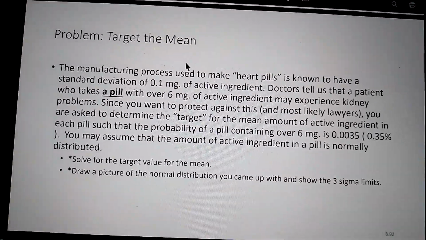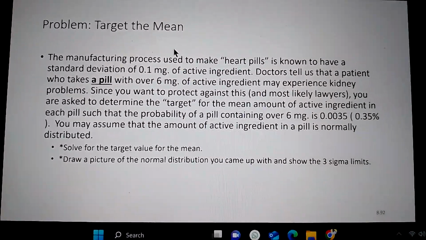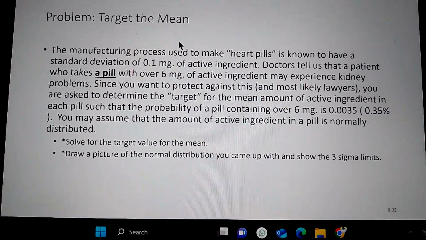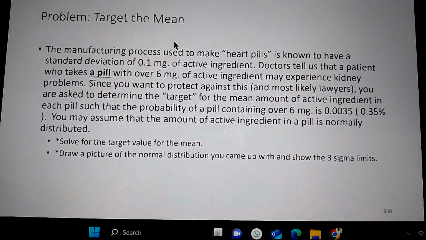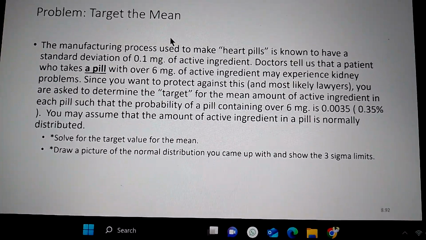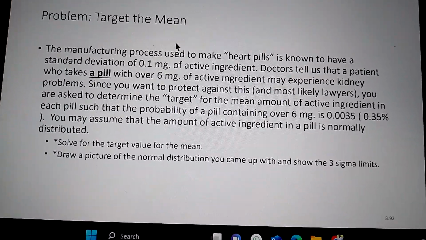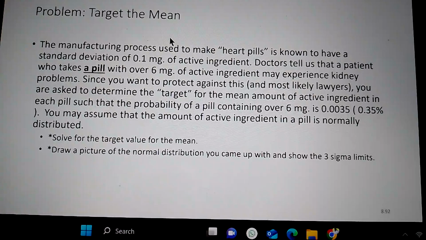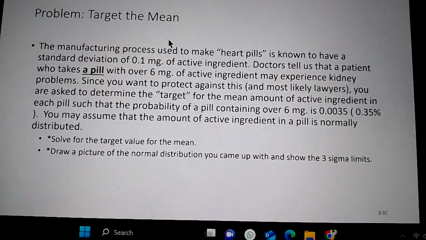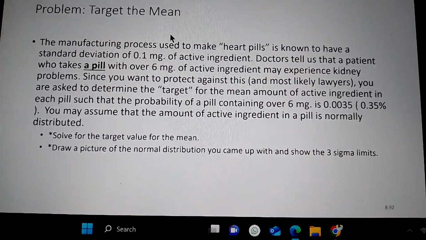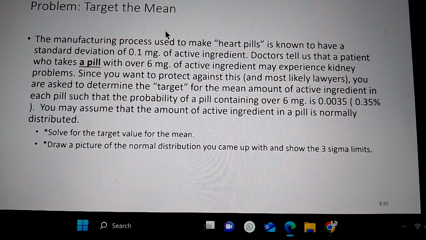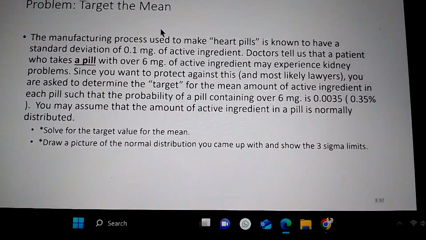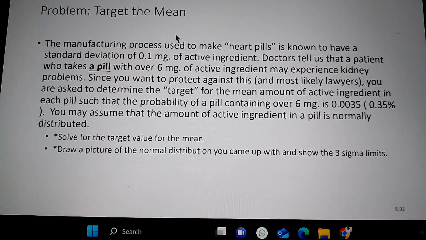So let's just solve this example, and then that'll be all for this part. It says that a manufacturing process is used to make heart pills, and it has a standard deviation of 0.1 milligrams of active ingredient. Doctors tell us that a patient who takes a pill with over 6 milligrams of active ingredient may experience kidney problems.